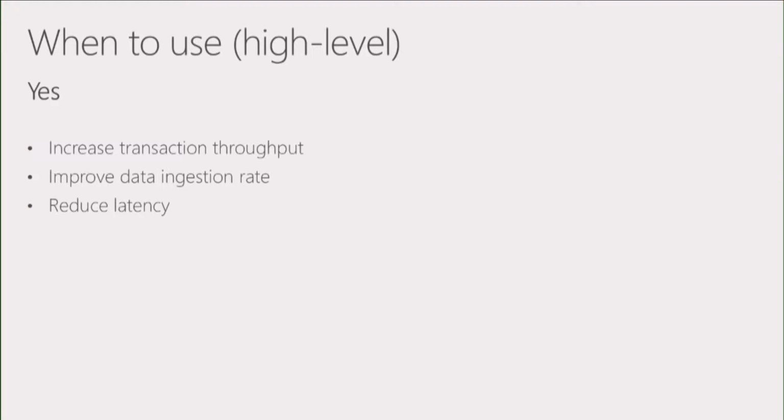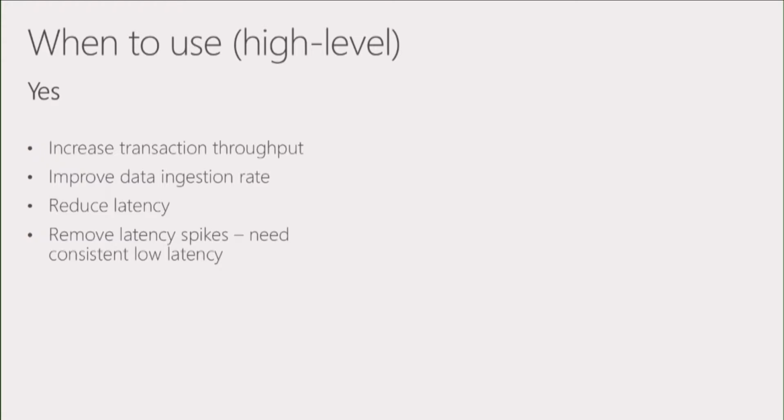Also, you want to consider this: reducing latency. So if you are very latency sensitive and your bottleneck is in the database, right? Latency here means the time it takes between a request coming to the database and completing the request, including transaction commit. This technology will really help you.